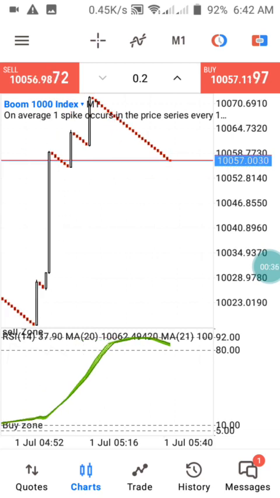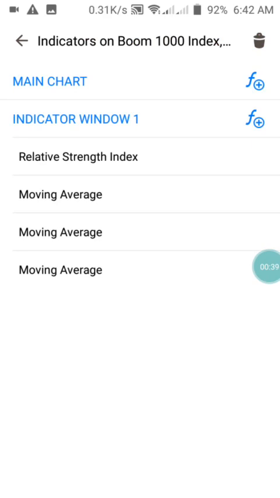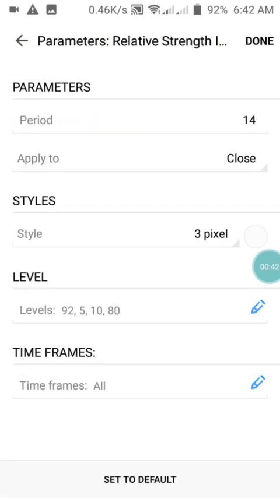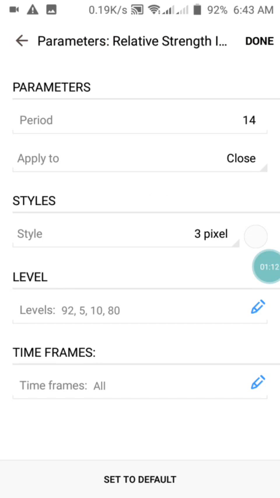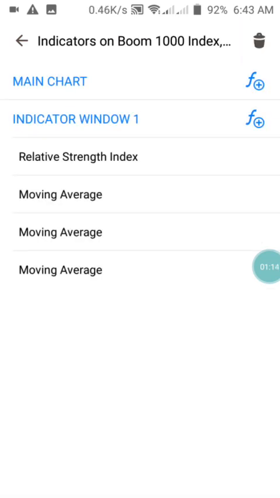So guys, let me show you the settings of this strategy so that you can have it also on your phone. We have the Relative Strength Index, which is the period of 14. We have apply to close. We have our style to be in the color of our background, which is white here. So I'm using a white background, so you can also use the color of your background at this particular area. And we have different levels, which we have our 92 as our sell zone, we have 5 as our buy zone, and we have the 10 level, we have the 80 level. So these levels are very important, you need to note them. Then you press on done.